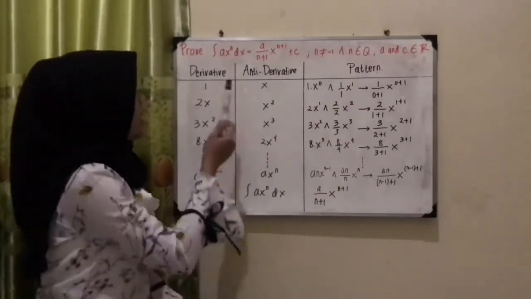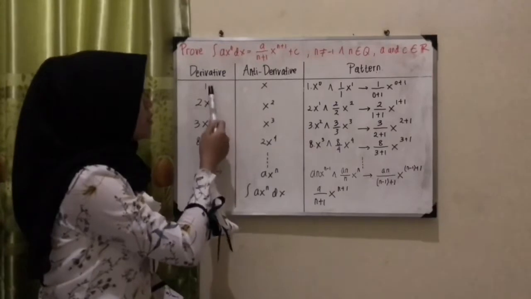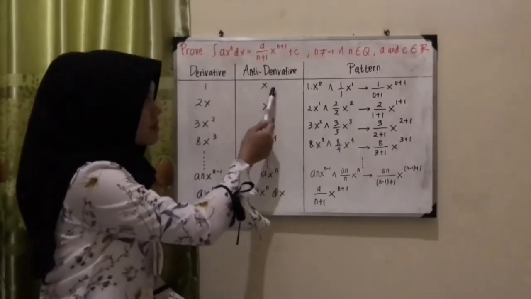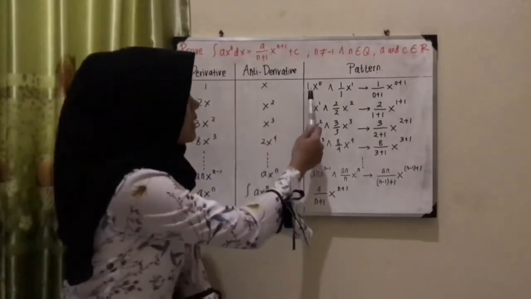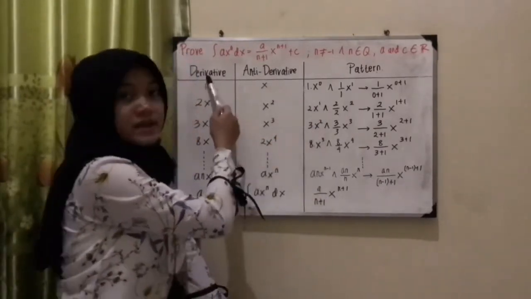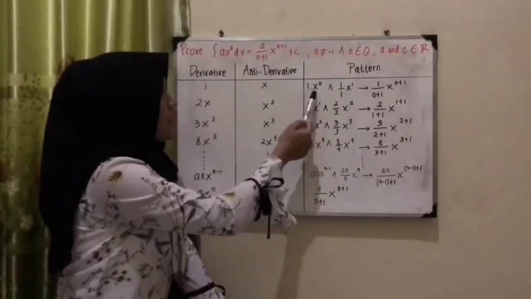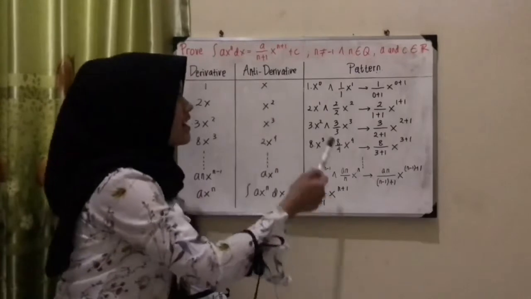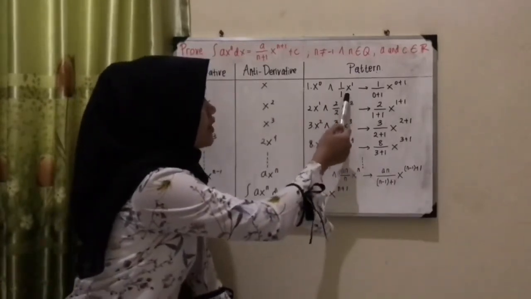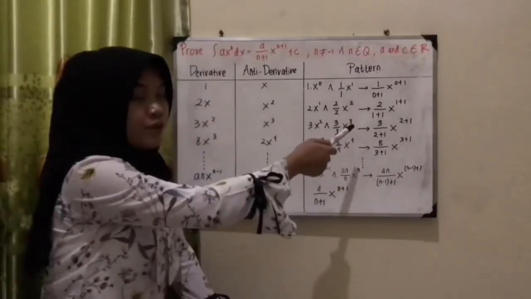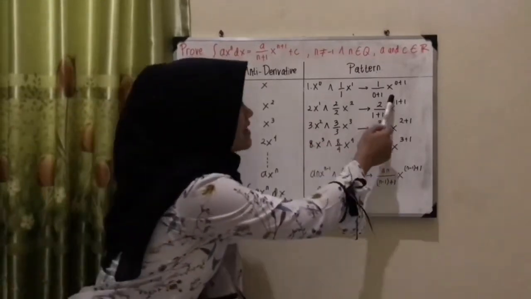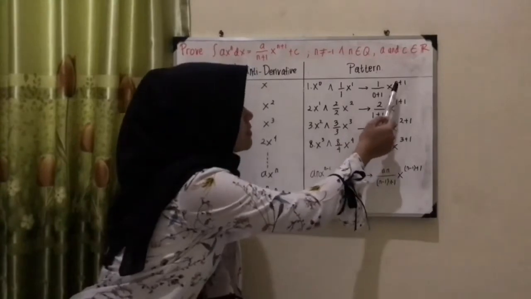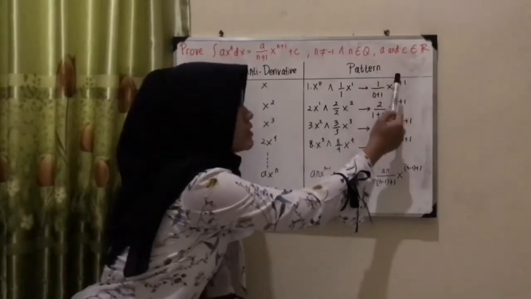If the derivative is 1 and the antiderivative is x, we have the pattern. This 1 we can write as 1 times x to the power of 0, and then x is 1 over 1 times x to the power of 1. So we have the pattern 1 over 0 plus 1 times x to the power of 0 plus 1.